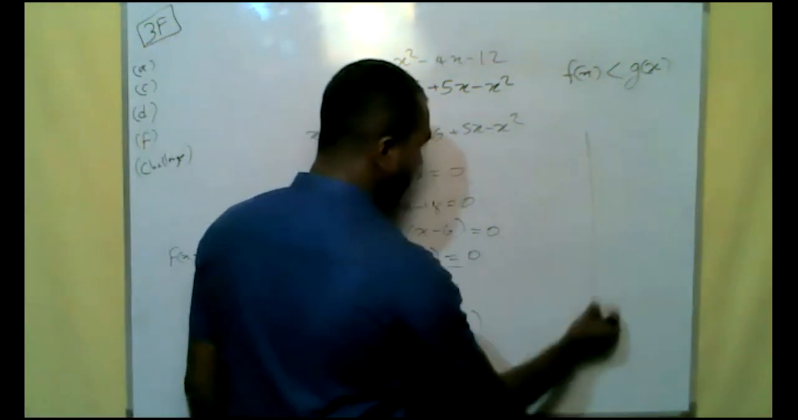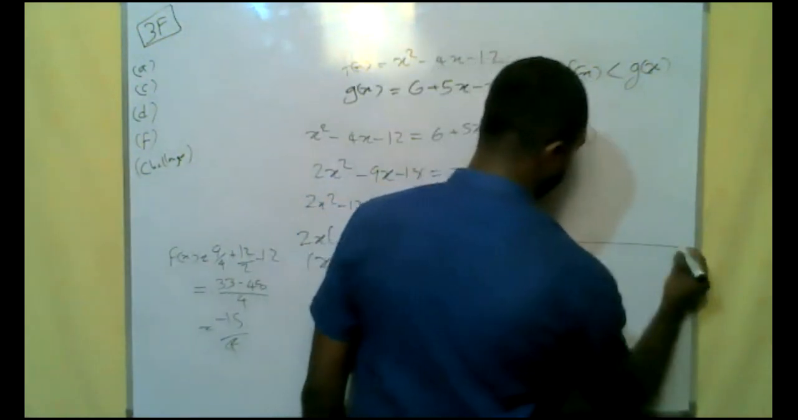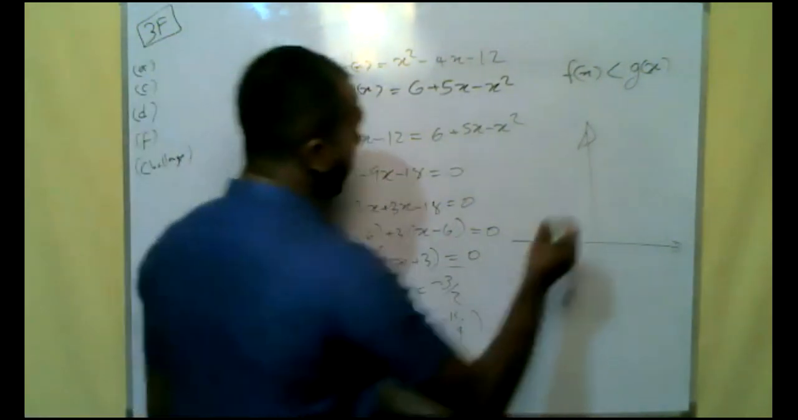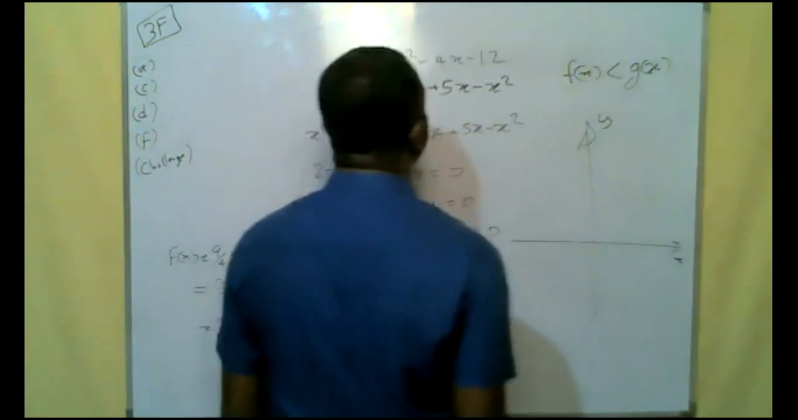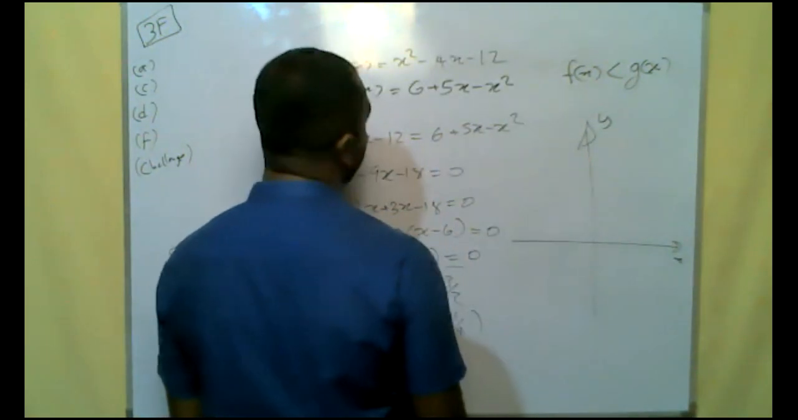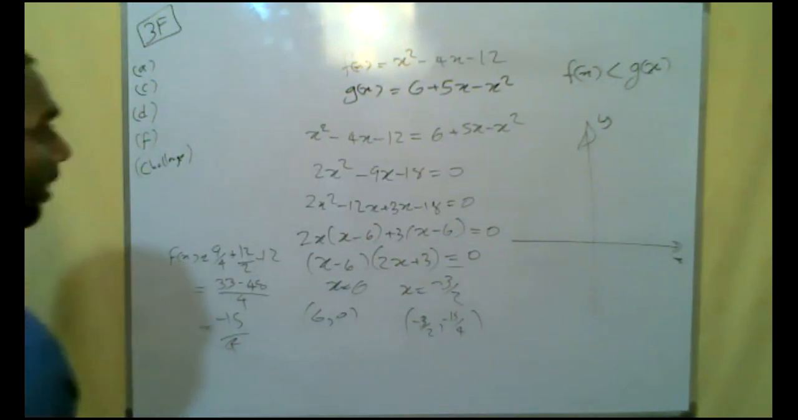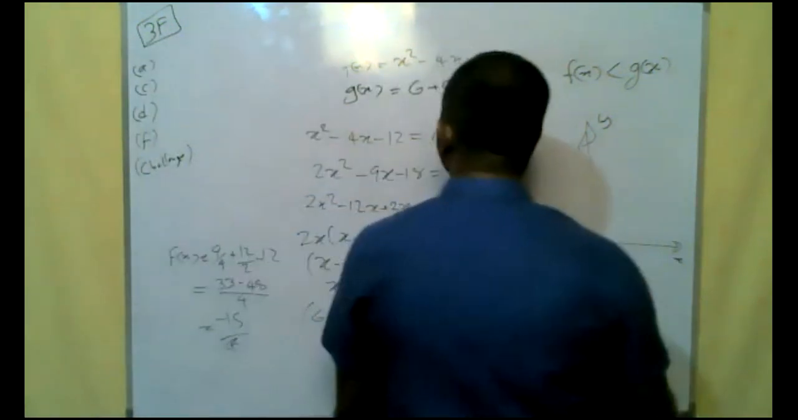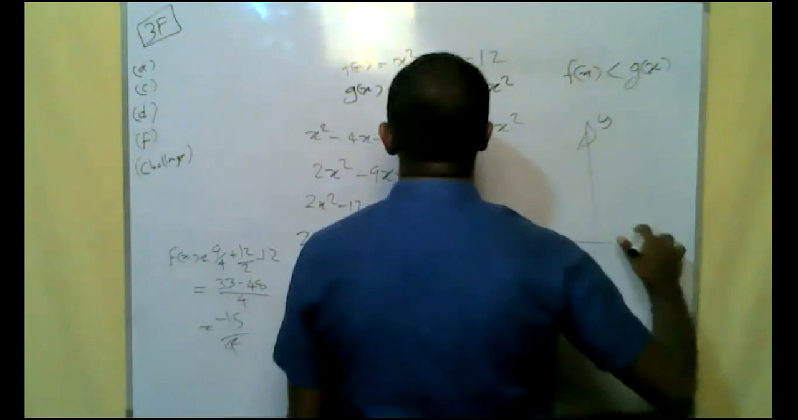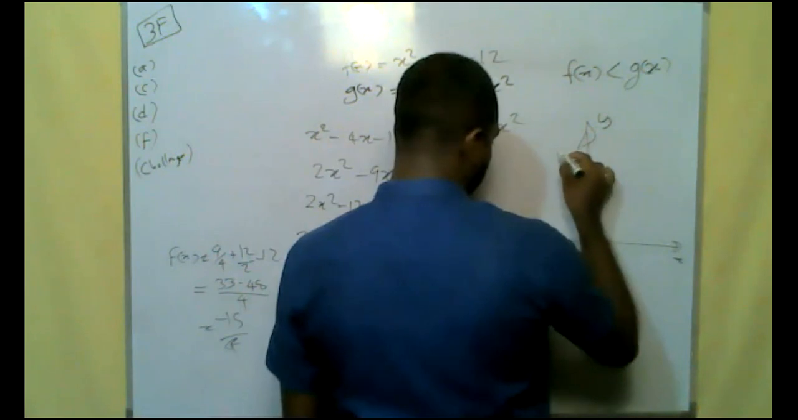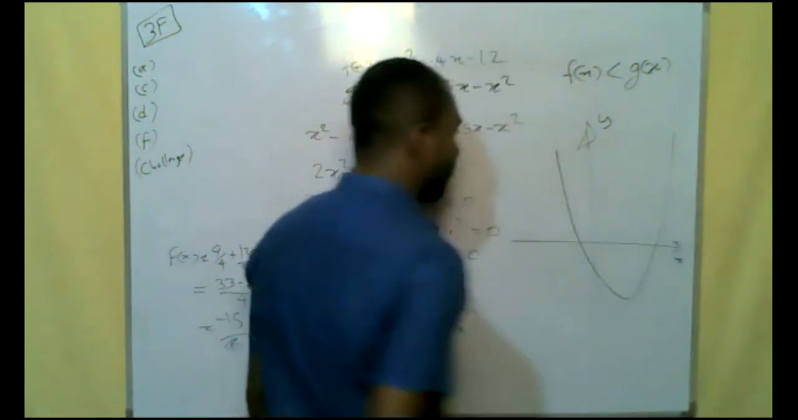If we graph these, what is our answer going to be? x is between minus 1.5 and 6. Yeah, I hope so. Let's see. f(x) has a minimum shape, and the minimum value is minus 12. So it will be having this kind of a shape.